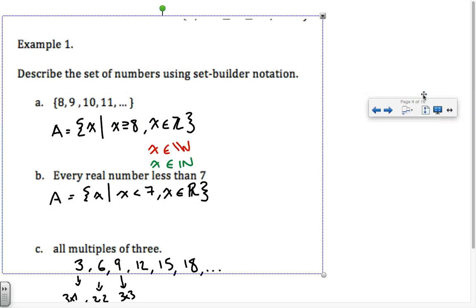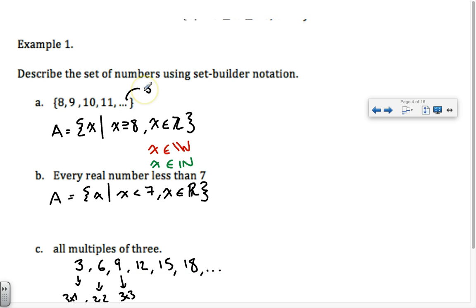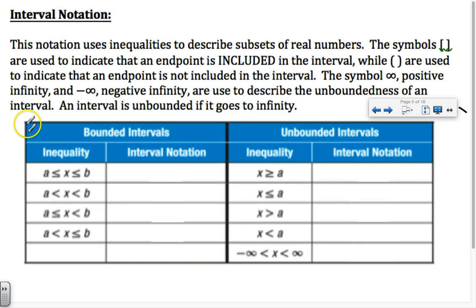So, for example, all of these sets that go on forever, we would say that this one goes on forever until infinity. And this one would go on forever until infinity. Okay, so let's put this table in our notes. Probably going to want to pause the video and put this in.